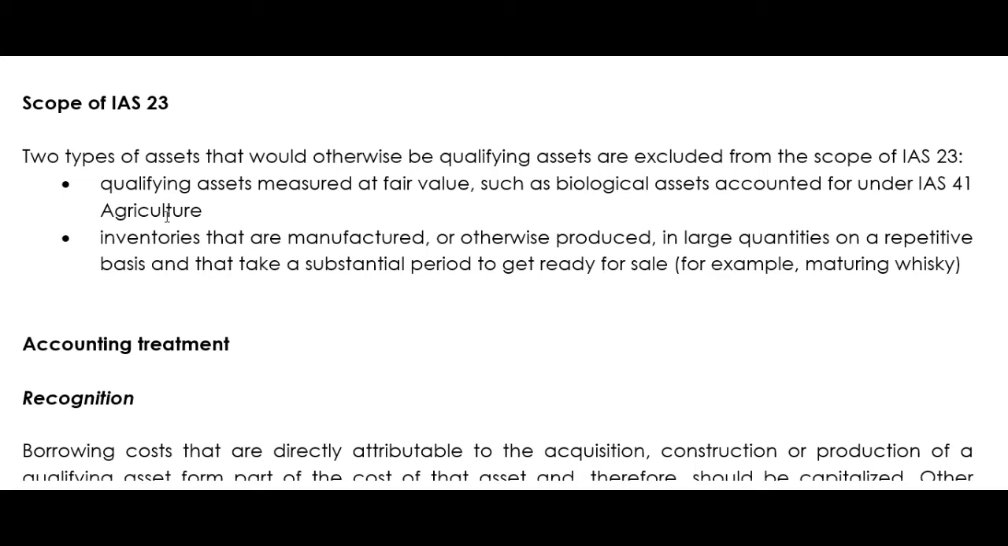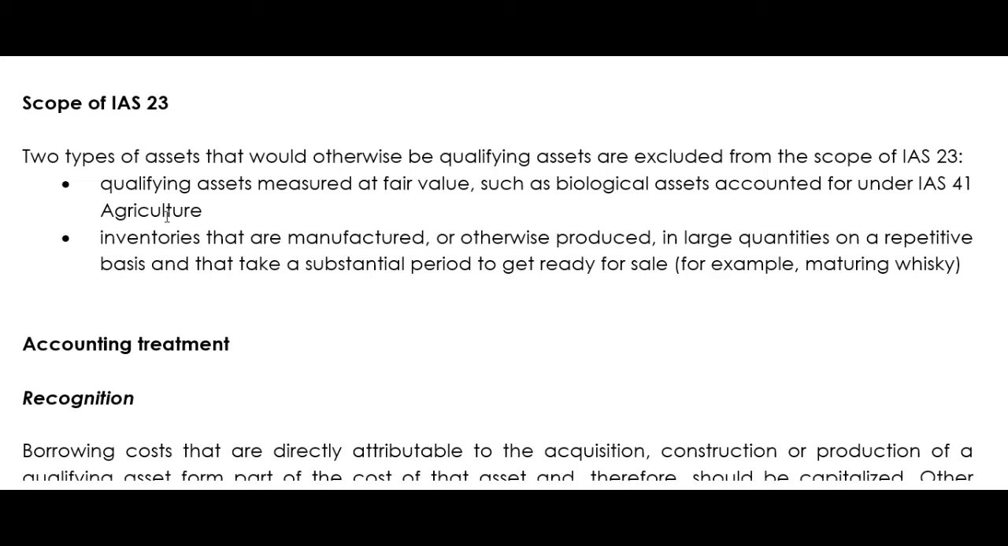Second, inventories that are manufactured or otherwise produced in large quantities on a repetitive basis and that take a substantial period to get ready for sale. An example of this is maturing whiskey, those that go through a fermentation process, or a similar process to produce an additional product.